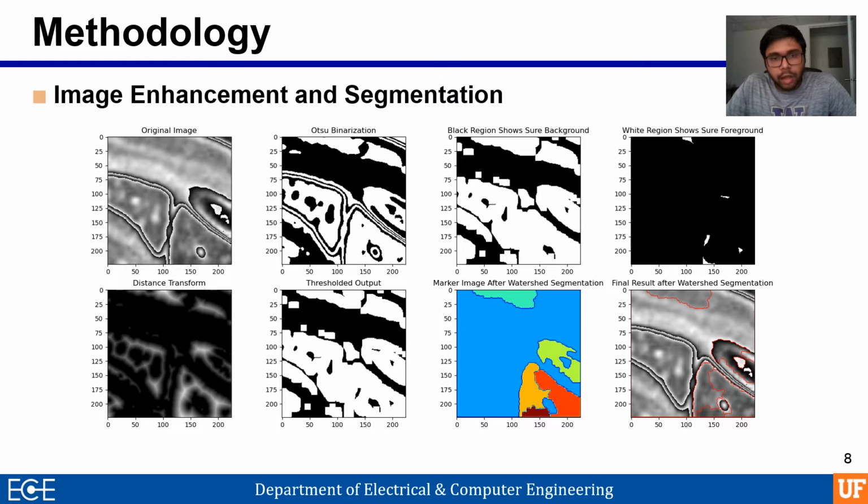This picture shows different steps of the watershed algorithm. It is the original image. After choosing binary, it takes this form, and then I extracted the sure background, where the black region shows the sure background and the white region shows the sure foreground. So this is the distance transformed output. After that, I extracted the thresholded output. Then I used the markers, which give the watershed segmented output here. So this is the final result after watershed segmentation, and it shows the different areas which have the possibility to be considered as a cancerous nodule.